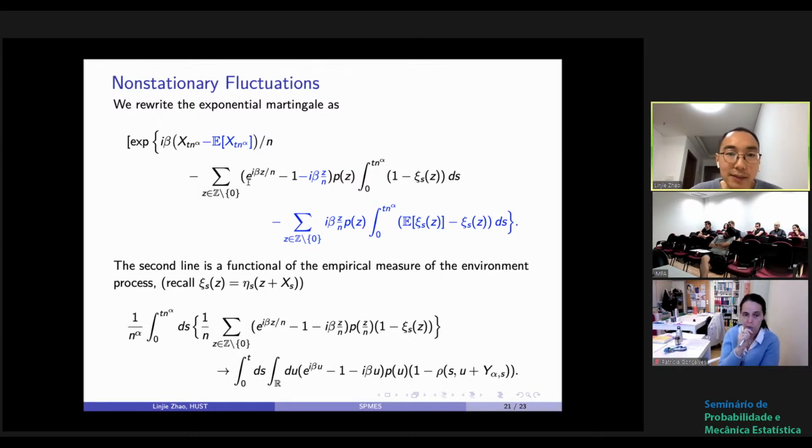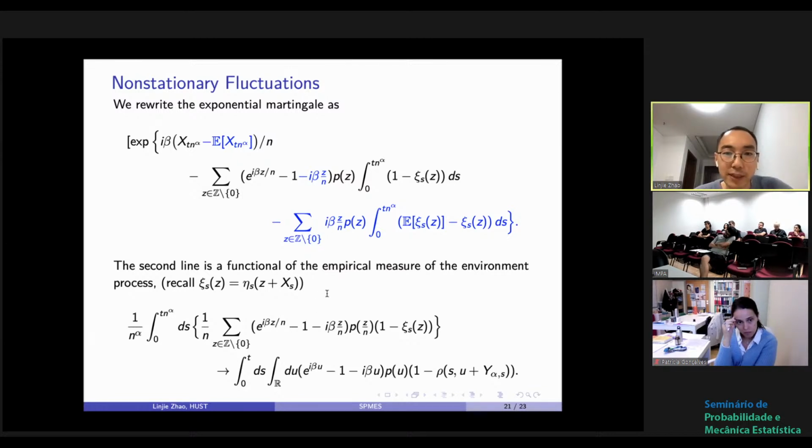And for the second line, we couldn't deal with it as in the stationary case because we cannot replace 1 minus the occupation variable by 1 minus rho as in the stationary case. The main point here is to write the second line as the empirical measure of the environment process by using the homogeneity of the jump rate p.